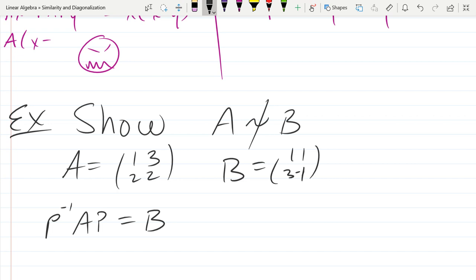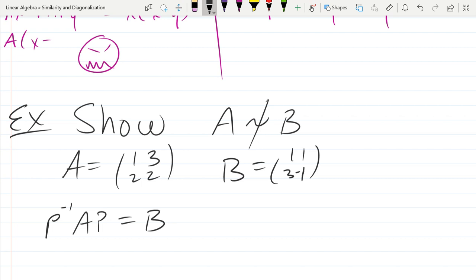We can't try every single matrix and then find the inverse and then multiply them. That would take an infinite amount of time. So that's not reasonable and not even possible. So showing there's no such matrix is going to be tricky. What are some other ideas?